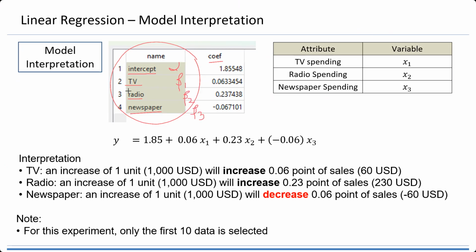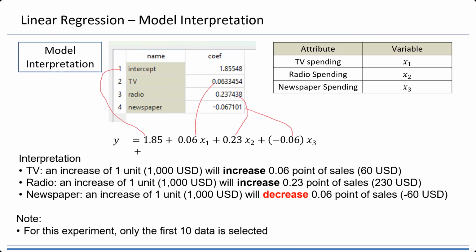Now, we can see the values. The intercept, which is the alpha, is 1.85. Beta 1 is 0.06 something. For the radio, beta 2 is 0.23 something. Newspaper, beta 3, is minus 0.06. Then we can put it into the notation something like this. The alpha is here, the TV is here, the radio is here, and the newspaper is here.